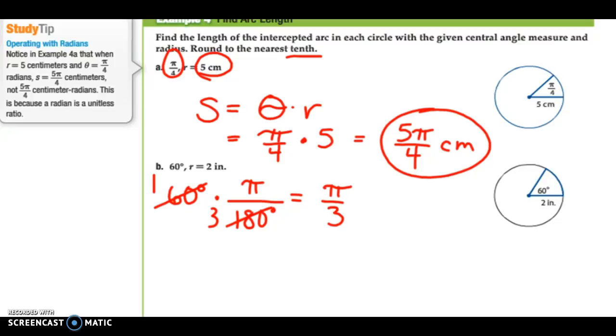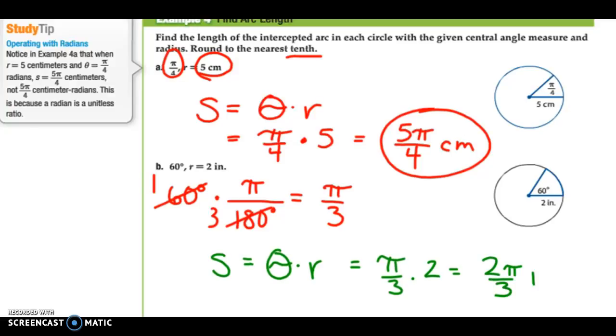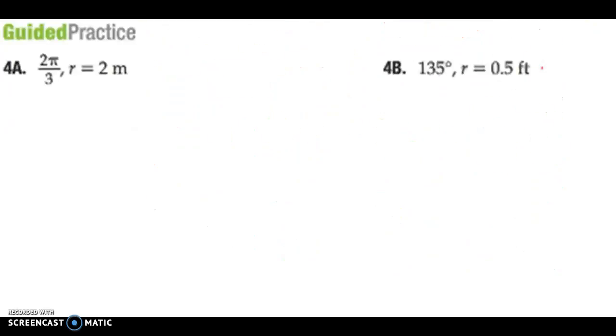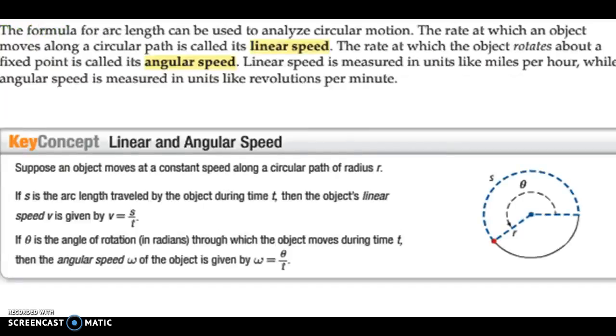Now that I know what it is in radians, I can find my arc length. Remember, it's theta times the radius. So in our case, that would be pi over 3 times 2. 2 pi over 3, and it was in inches. You can try these problems on your own. Feel free to stop the lesson video and try them in your notes.